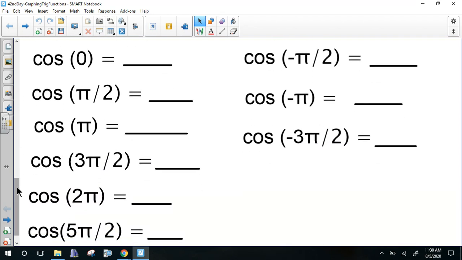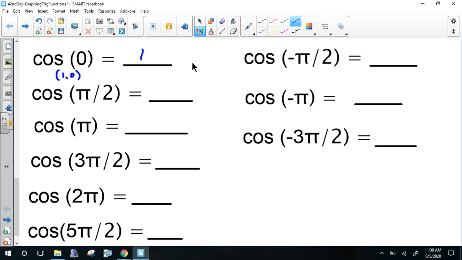And if you go through this, cosine, remember, is the x value. So if you have your unit circle handy, you can fill this in. So cosine of 0, if you think about the point out there at 0, cosine is the x value. That's out here at (1, 0) on the unit circle. So cosine would be 1.